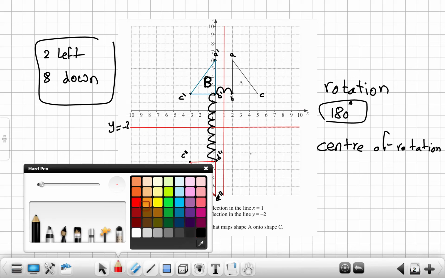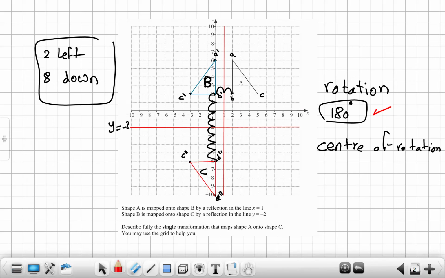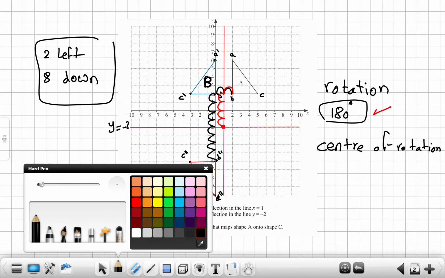That works only with 180 degrees. So doing half of it means move 1 left. So I moved now 1 left. And instead of 8 down, it's going to be 4 down. So 1, 2, 3, 4 down. This is the center of rotation, which is (1, -2). So it is (1, -2).